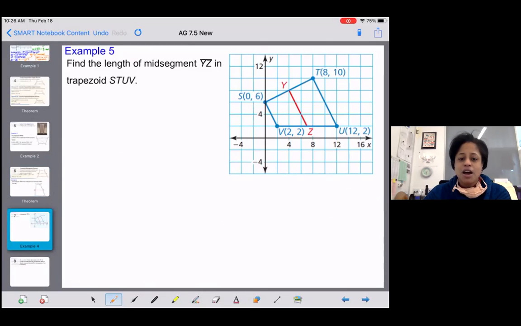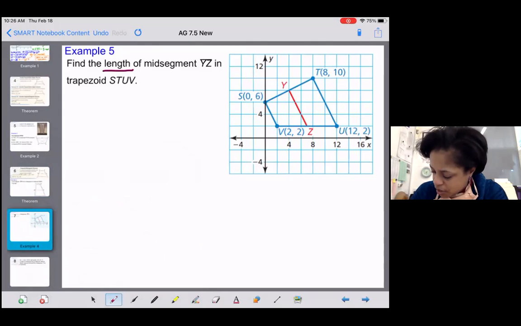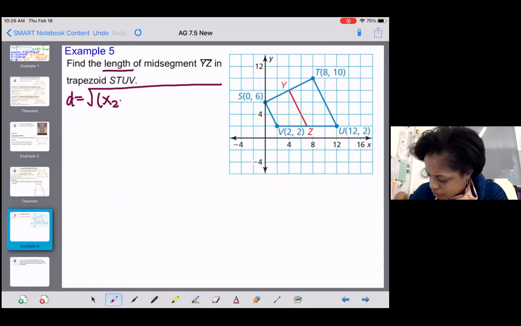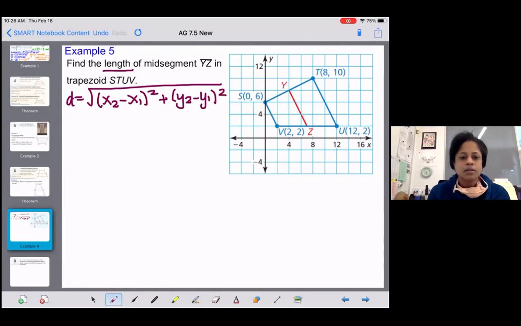And then we come to this problem, which is for advanced geo. All right, so this problem says find the length of mid-segment YZ in trapezoid STUV. Well, you probably know how to do this already. Maybe, I don't know. Hopefully you recognize that length means that we're going to have to use the distance formula. So we're going to use that again. I'm going to go ahead and write it one more time. So D equals the square root of x sub 2 minus x sub 1 squared plus y sub 2 minus y sub 1 squared. That's our distance formula.